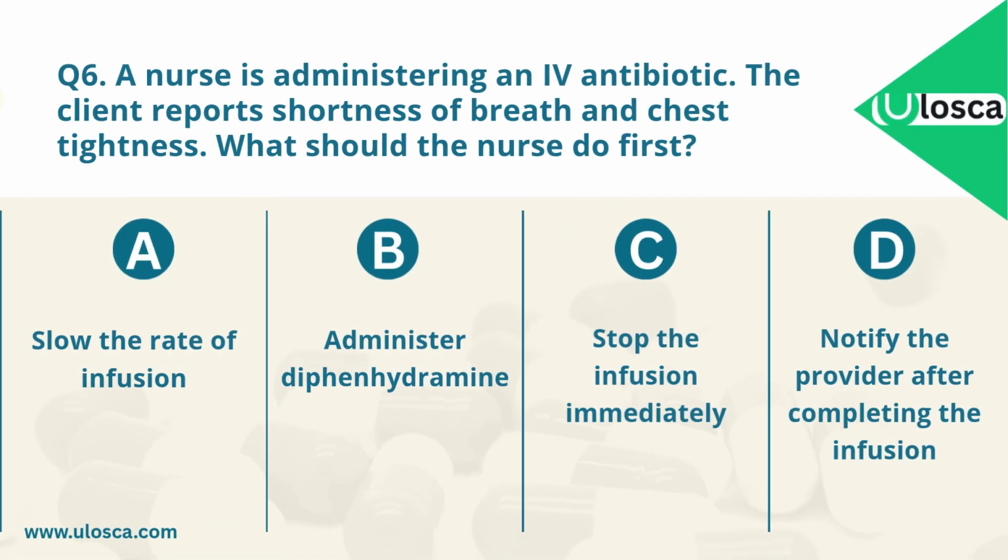Question 6. A nurse is administering an antibiotic. The client reports shortness of breath and chest tightness. What should the nurse do first? A. Slow the rate of infusion. B. Administer diphenhydramine. C. Stop the infusion immediately. D. Notify the provider after completing the infusion. Which one is the correct answer?